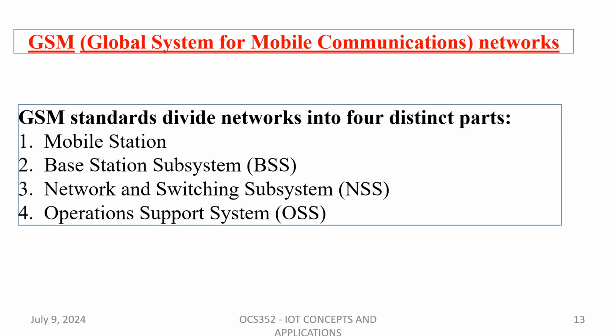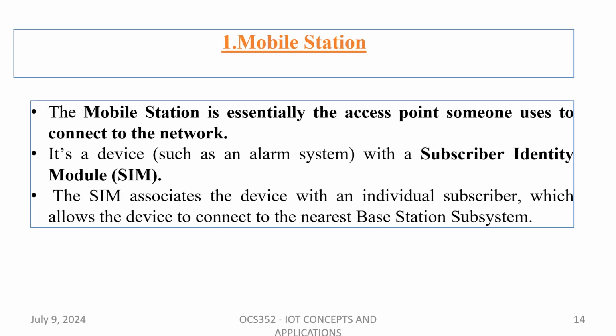Next we go for GSM, Global System for Mobile Communication. The GSM standard divides the network into four distinct parts: mobile station, base station subsystem, network switching subsystem, and operational subsystem. Mobile station. A mobile station is the access point someone uses to connect to the internet. It is a device with a subscriber identity module. The SIM associates the device with an individual subscriber, which allows the device to connect to the nearest base station.